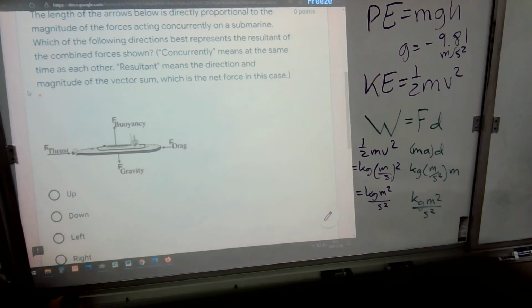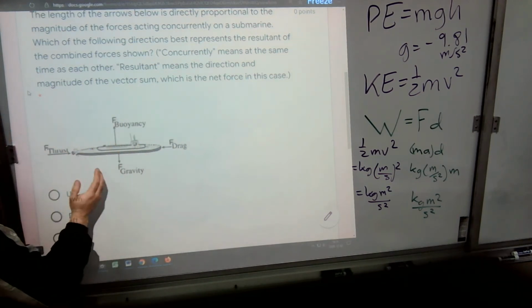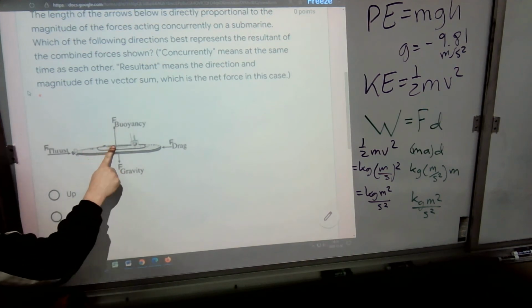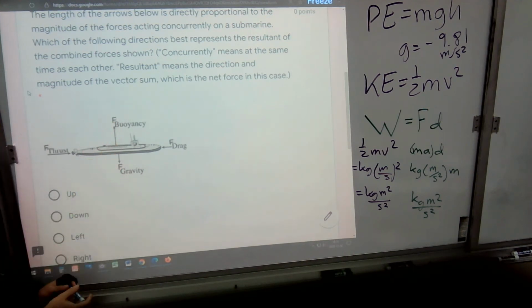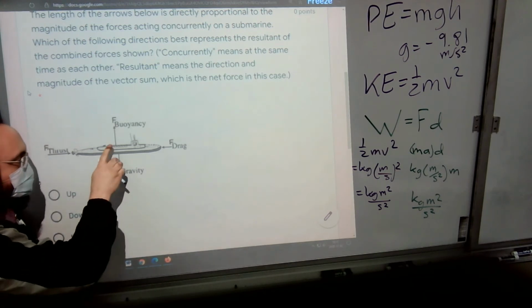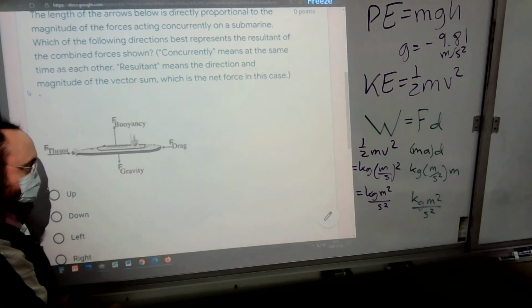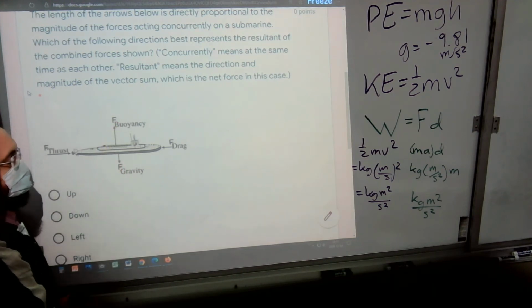So the way to figure out which direction this thing is going to move is to look at the vertical one separate from the horizontal one. So let's look at the vertical ones first. The up arrow is bigger than the down arrow. We don't even need to know the numbers, because first of all, we know it's going to move up since the up arrow is bigger than the down arrow.